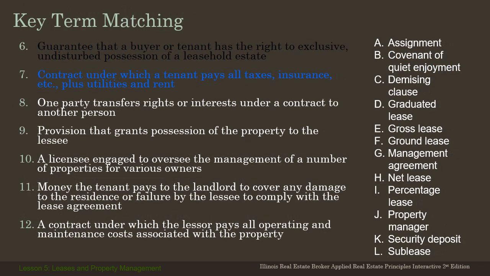A contract under which a tenant pays all taxes, insurance, plus utilities and rent. These are considered net leases. Some people call them double net leases, sometimes triple net leases. And for our purposes, that's kind of beyond our scope. But essentially, a net lease means that the landlord, when he gets his rentals, it's a net number because the expenses have already been paid by the commercial tenant.